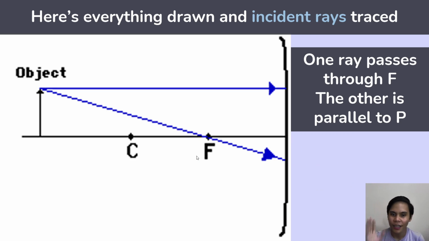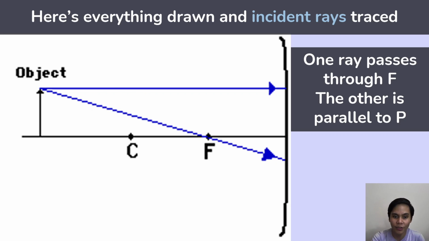So first step, also the first rule, we have your object arrow, we have your crappy drawn mirror here, and we have the center of curvature and the focus. So the first thing you have to do again is to create your incident rays. So we have two incident rays that follow the two new rules for concave mirrors.